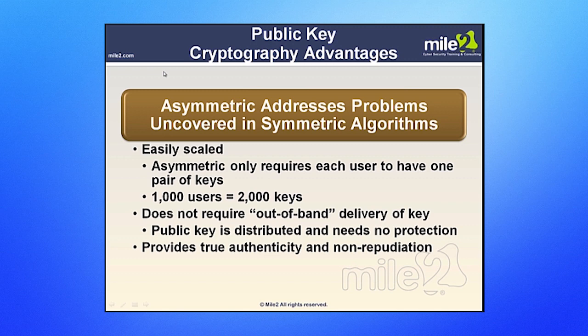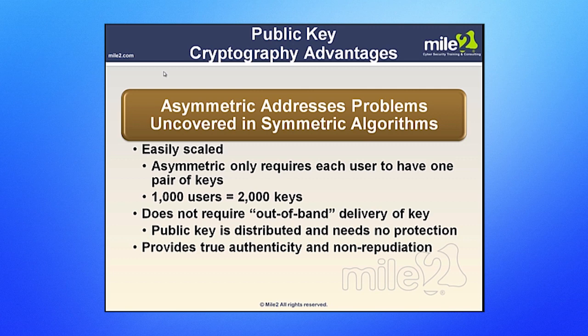Now the asymmetric made up for some of the weaknesses with the symmetric. One nice thing is with the asymmetric, you actually end up with fewer keys. If you worked out the symmetric, you end up with way more keys to manage than the asymmetric. Because with the asymmetric, if you have 1,000 users, it's 2,000. You just basically double it. So it's much more manageable.